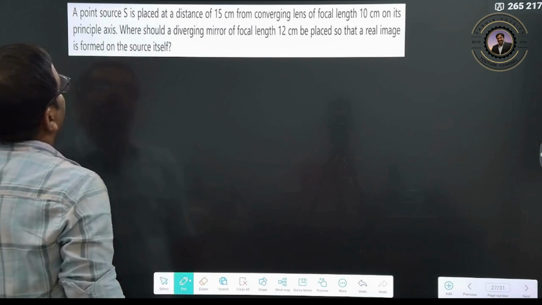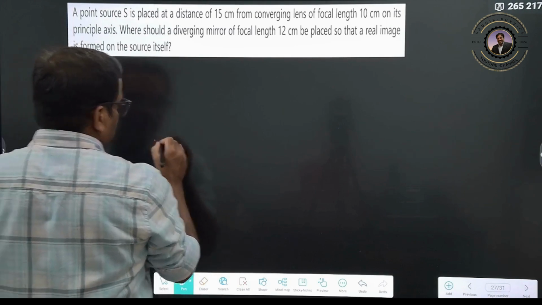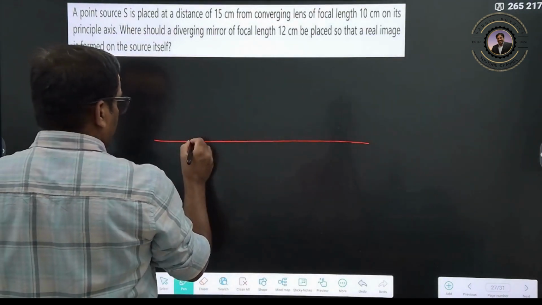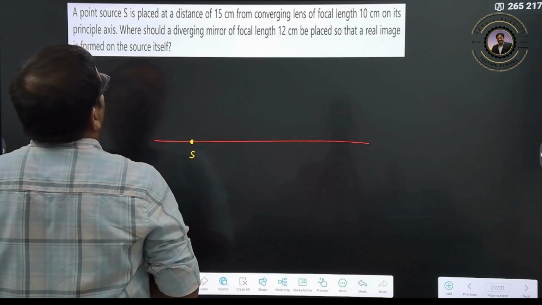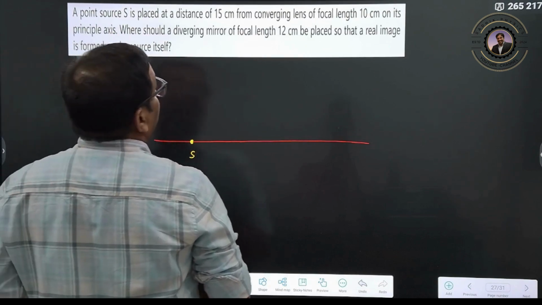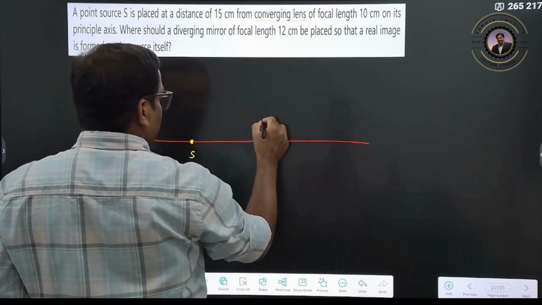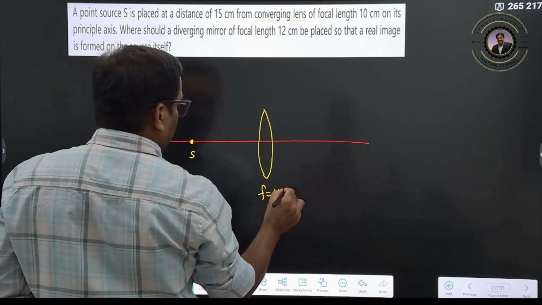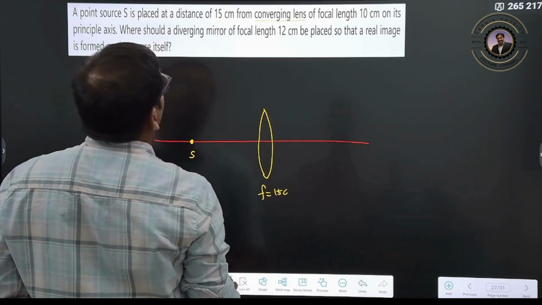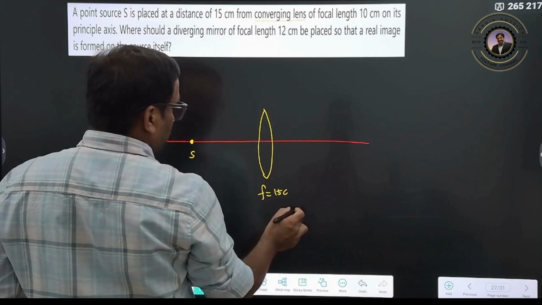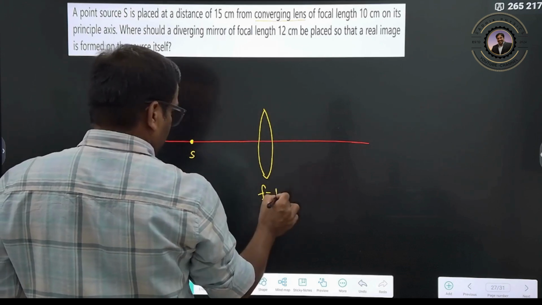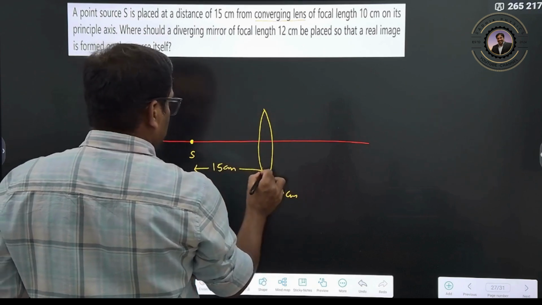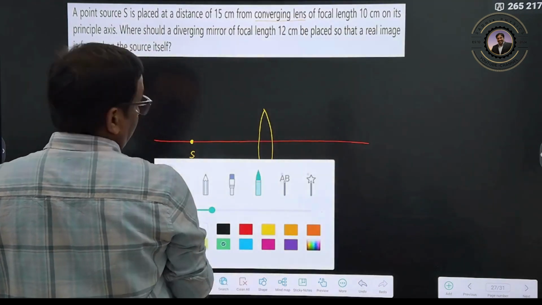Diverging mirror, okay. So there is a point source. What we will do, we will see. Here there is a source, at a distance of 15 from the converging lens. Converging lens means convex lens. Therefore, this is your convex lens. Focal length is 10 centimeter. The source is kept at 15 centimeter. Clear?